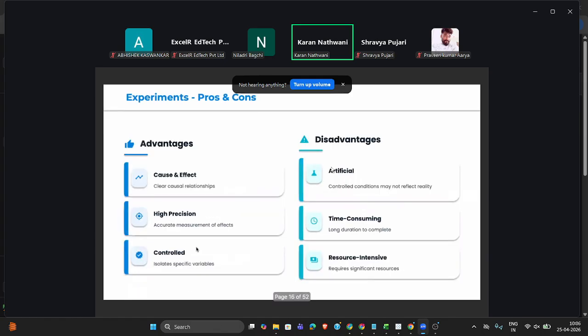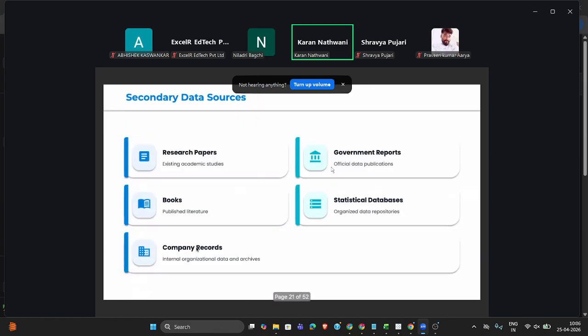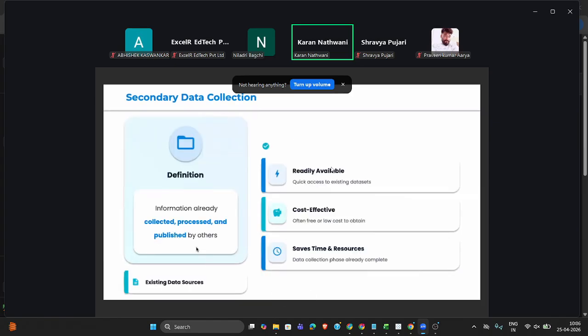But when it comes to the secondary, we talked about published sources and unpublished sources. Of course, there are books and research papers. Someone has already done enough study and investigation, and then we just use that as a secondary manner of using the data. So we don't have to go again and reinvent the wheel.